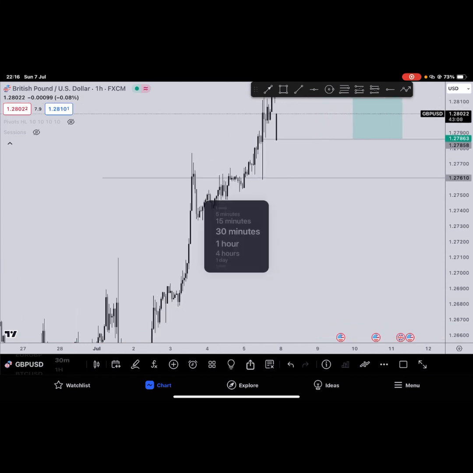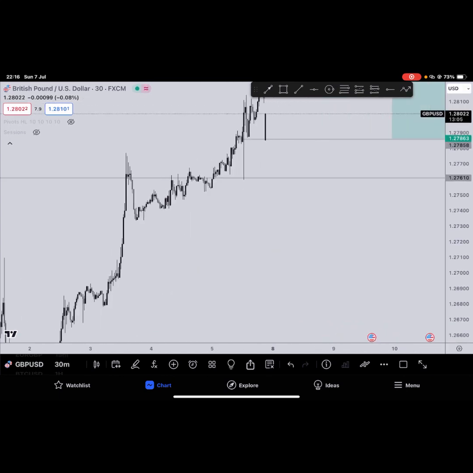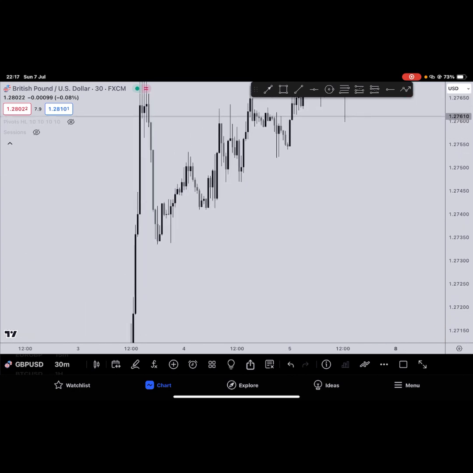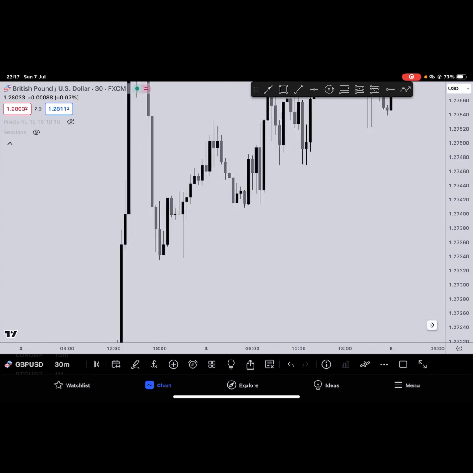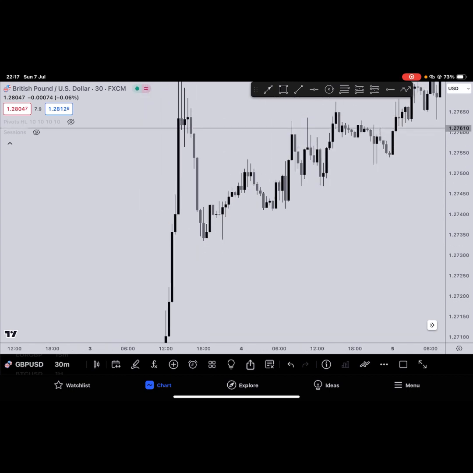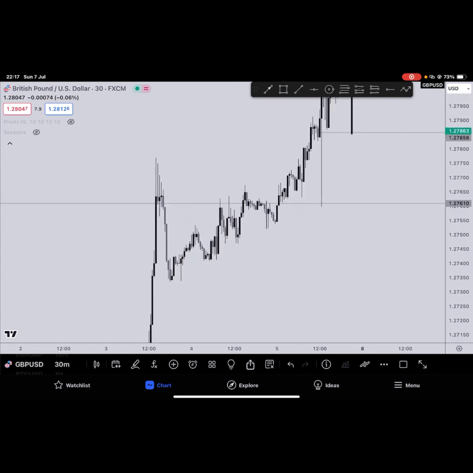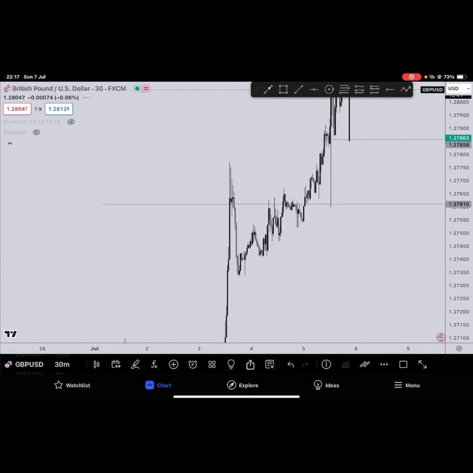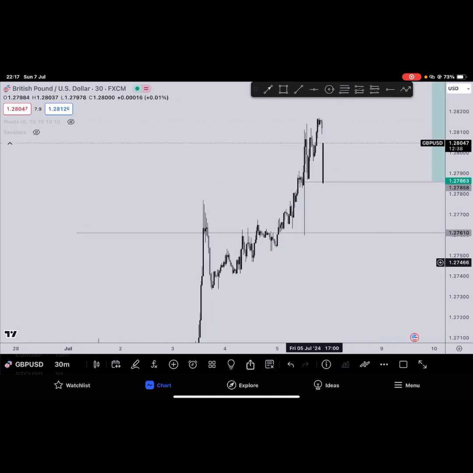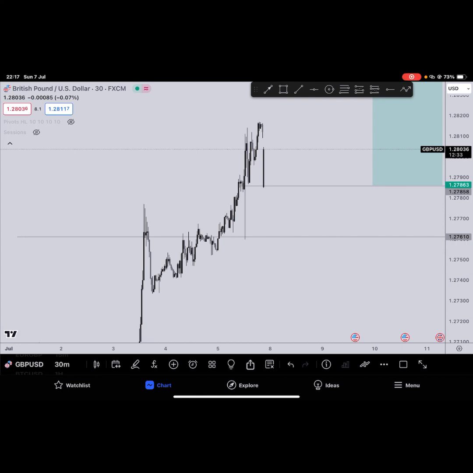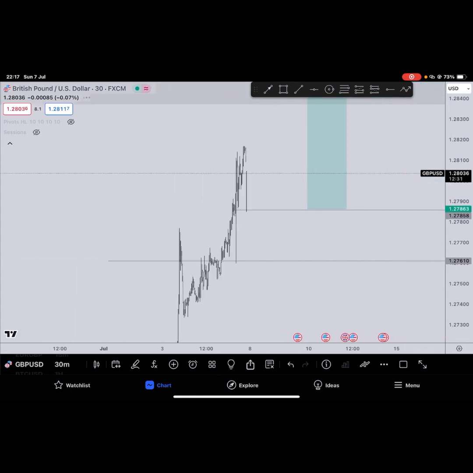I'm looking, I'm searching. So let me go to 30 minutes. I can only go as low as 30 minutes. I can't go as low as 1 hour. I can't go as low as 15 minutes. Let's see a sweep. No sweep. No liquidity. No sweep. So that's the only sell zone I have. Then during the week I'll update you guys if I come across a buy zone.